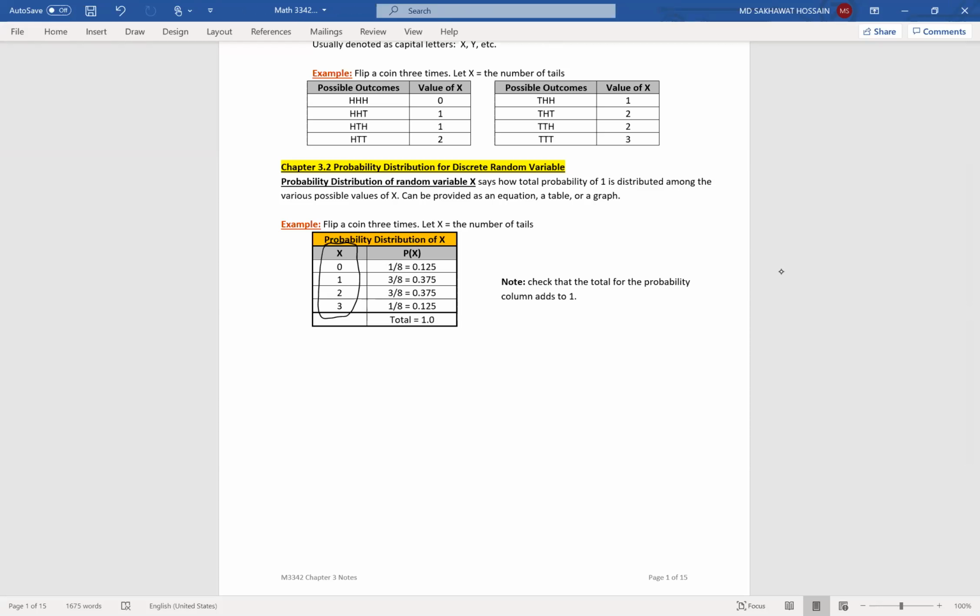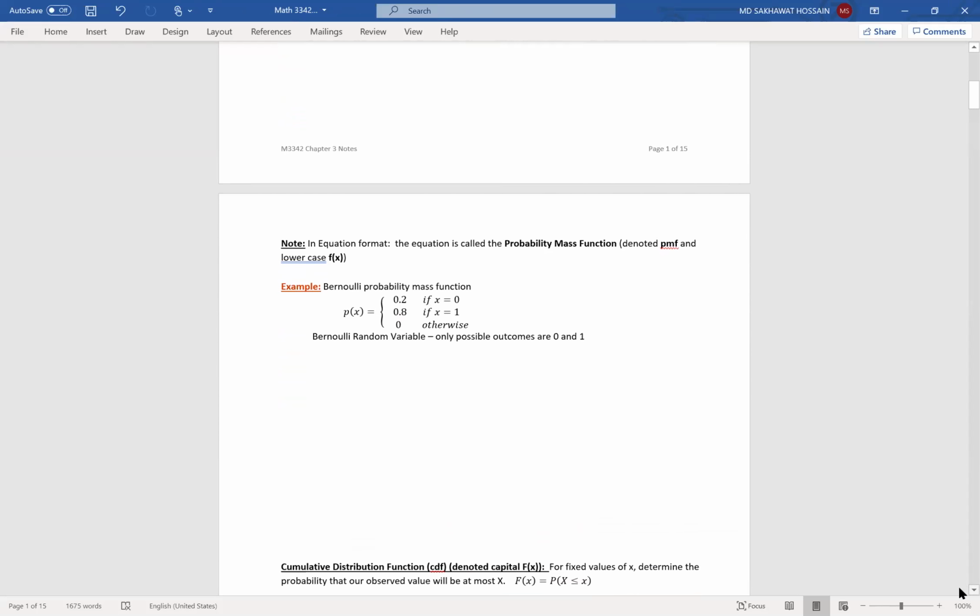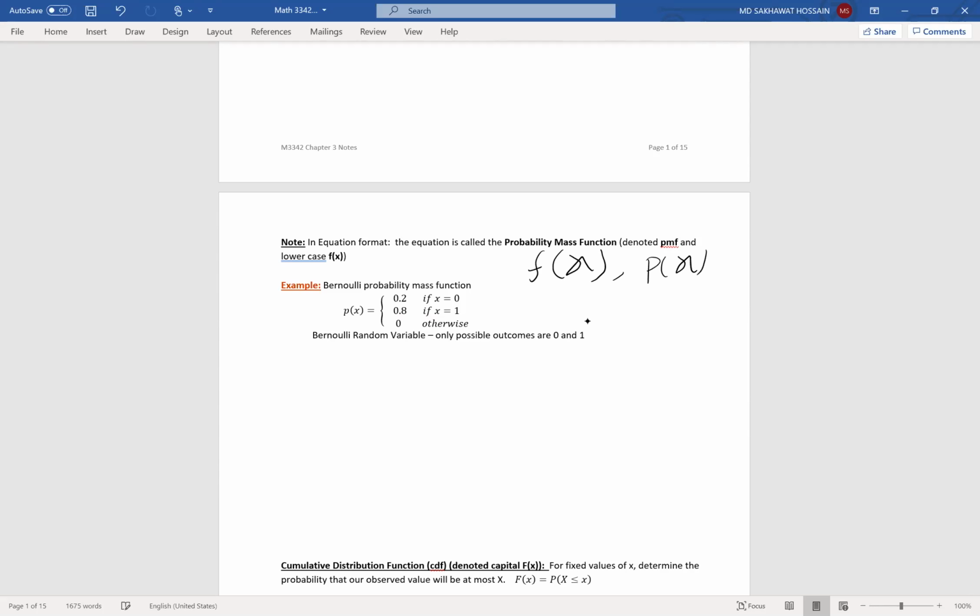In the first column, we listed the values of x, and in the second column, we listed the corresponding probabilities. So the probability distribution means we list the values of x and their corresponding probabilities. We can do it in tabular form, or using a graphical representation, or we can also use a function, the probability mass function. Usually we denote the probability mass function by f of x, or you can also use p of x, or g of x.